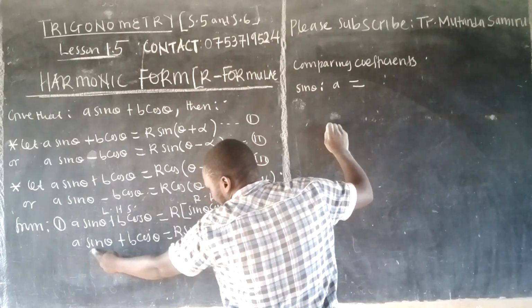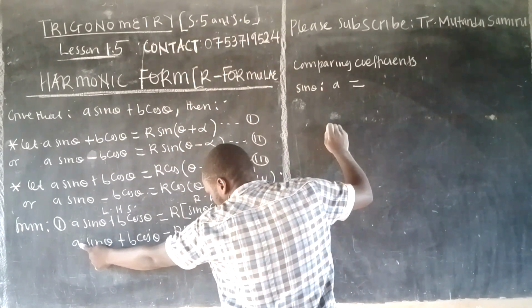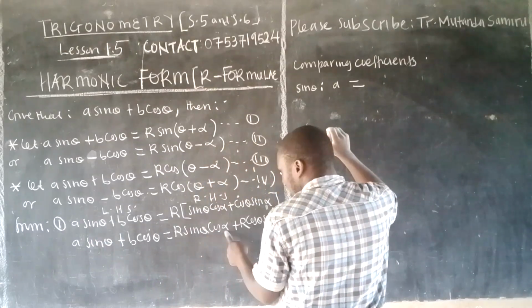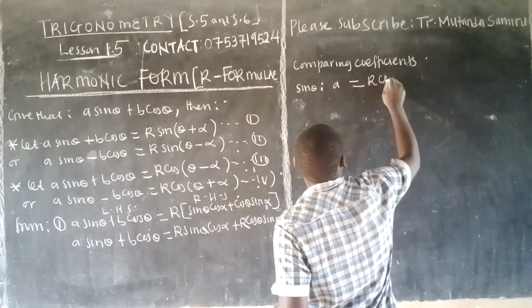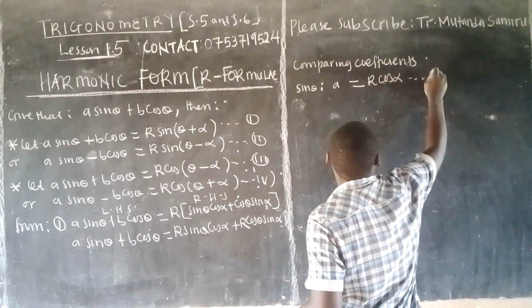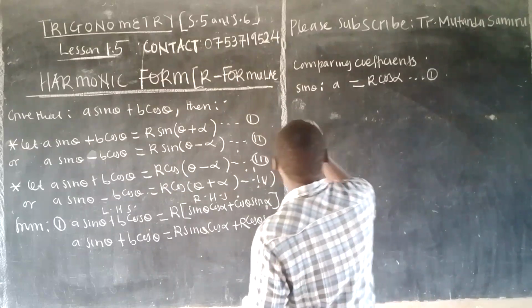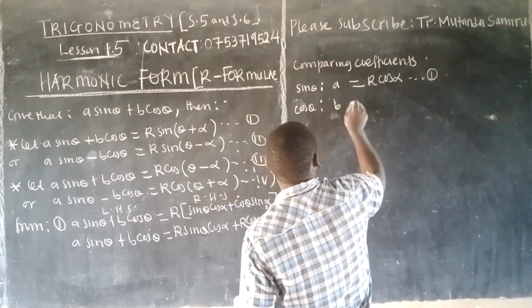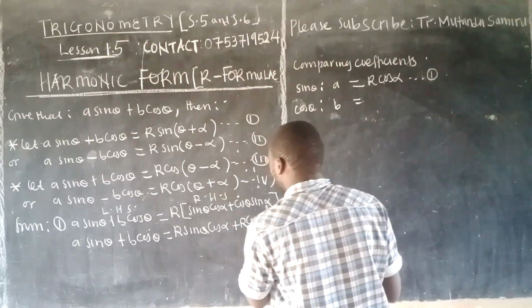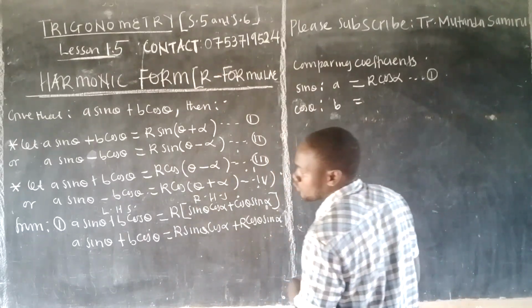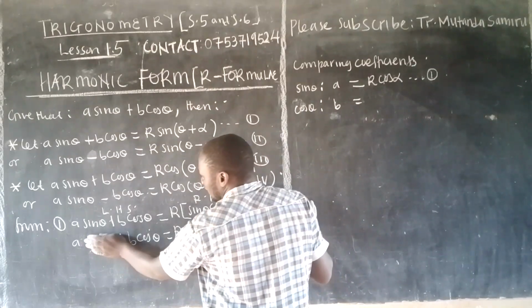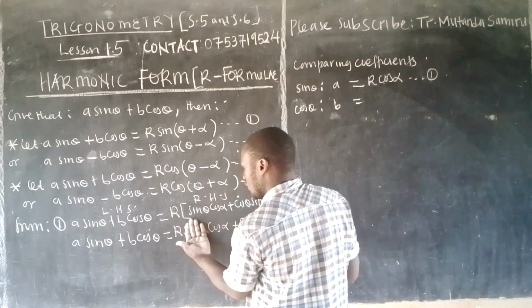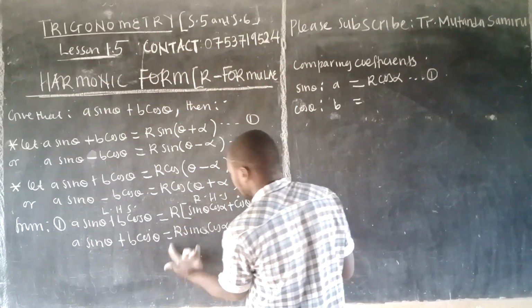If you look at sine theta this side, where is it? It is here. The coefficient of sine theta this side is R cos alpha. Okay, that can be your equation 1. Then also compare coefficients of cos theta. The coefficient of cos theta is B and is equal to R sine alpha. Coefficient means you cover the sine theta and remain with R cos alpha.